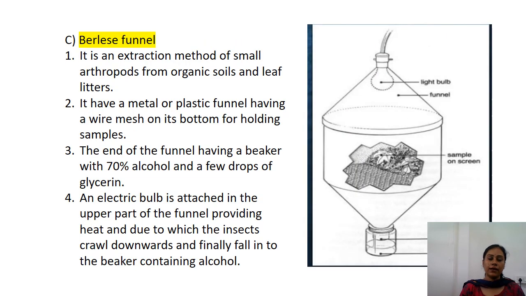The third collection equipment is the Berlese funnel. It is an extraction method for small arthropods from organic soil and leaf litter. It has a metal or plastic funnel with a wire mesh at its bottom for holding samples. At the end of the funnel is a beaker with 70% alcohol and a few drops of glycerin. An electric bulb is attached in the upper part of the funnel, providing heat, due to which the insects crawl downwards and finally fall into the beaker containing alcohol.